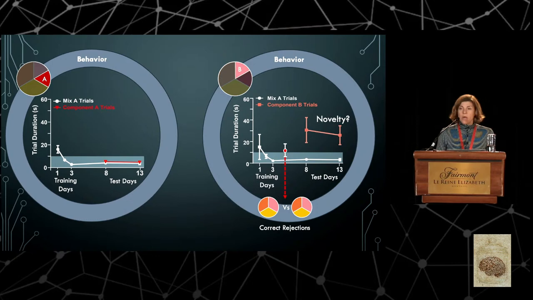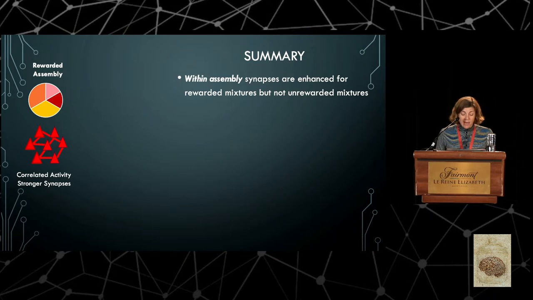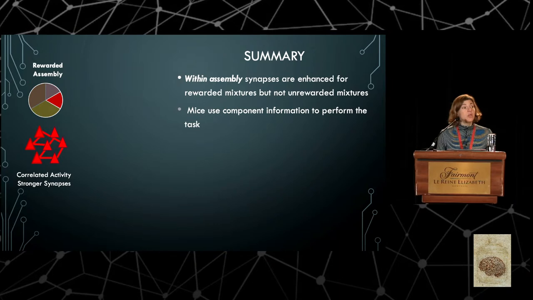So where does that get us? Well, to summarize, what I've shown you is that the within-assembly synapses are enhanced for the rewarded mixture, but not for the unrewarded mixture, and that the mice can use the component information from the rewarded mixture to perform the task. And this suggests that the enhanced synapses might be part of a component assembly.